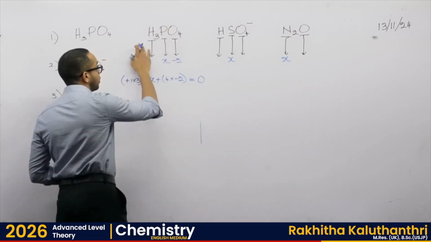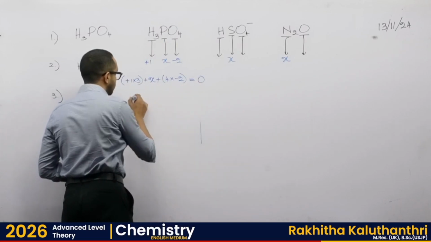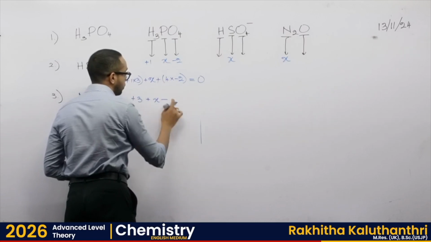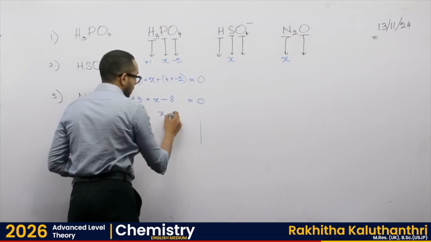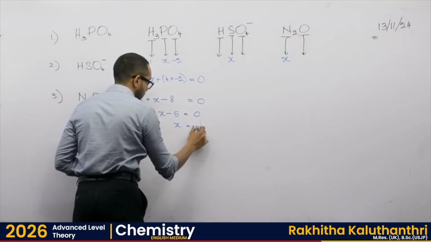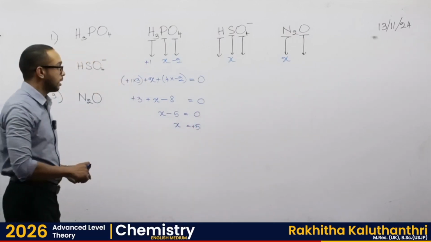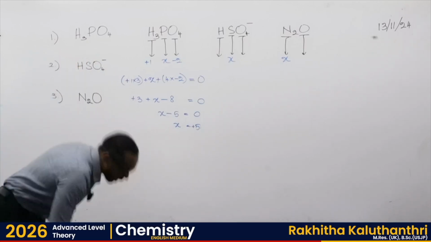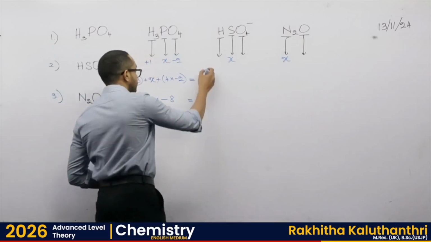Since it's a molecule, there is no charge. If all of the oxidation numbers are added like this, it should be equal to 0. So we have +3 plus x. Now 4 into -2 is going to be -8, equal to 0. That means x - 5 equals 0. X is equal to +5. Now you don't have to show all of these workings. You can calculate it and get to the answer on your own without having to show the rest of the calculation. If you understood this, then you can directly get to the +5 oxidation state later.